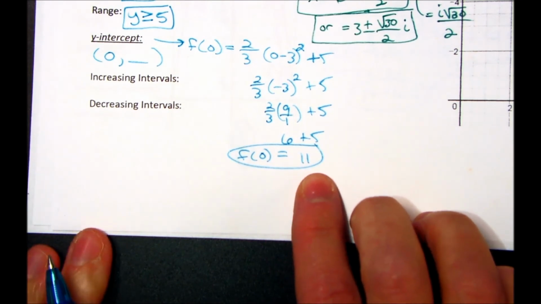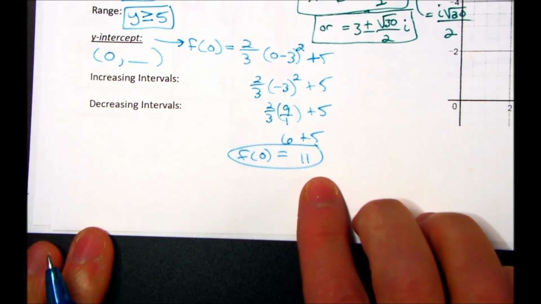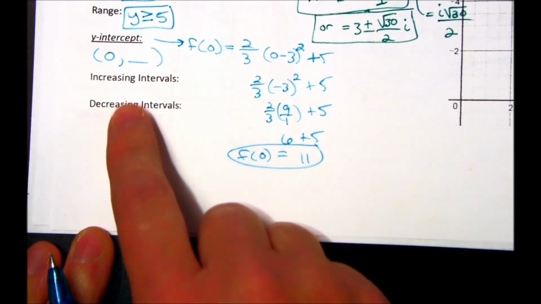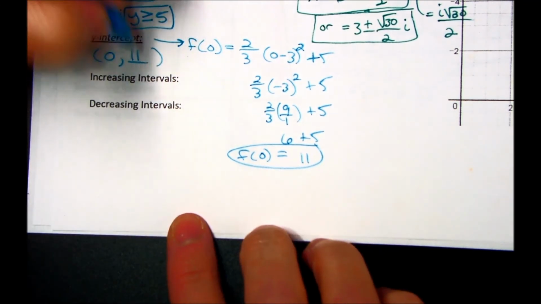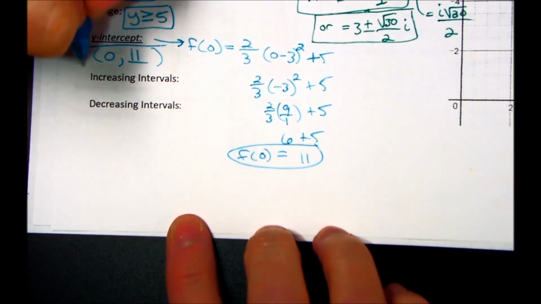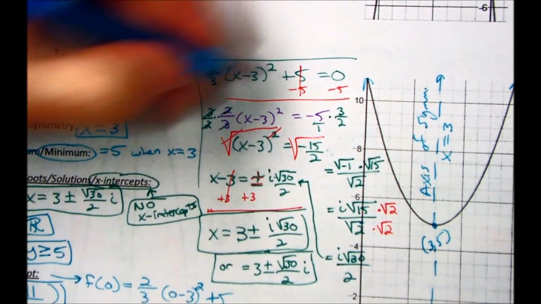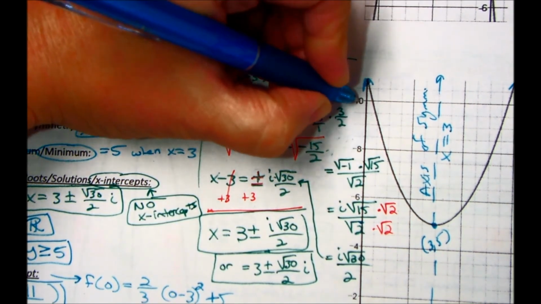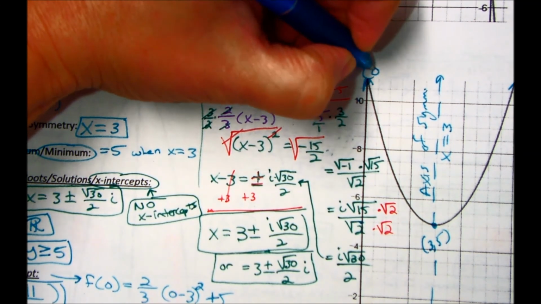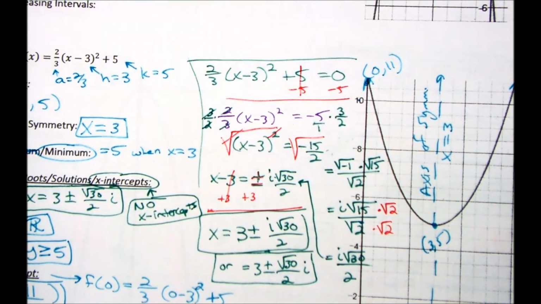That's how you would write this in function notation, but as a point, it is the point 0, 11. Now, does that correspond with what was on our graph? Yes, it does. So 11 was here. This is my y-intercept at the point 0, 11.